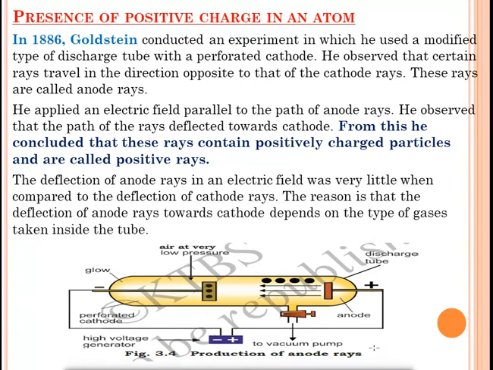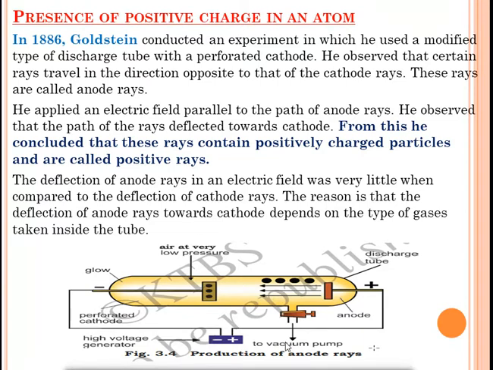In this experiment, he saw that some rays come opposite to the cathode rays, means these rays come from the anode, and the rays which come from the anode are called anode rays. He applied an electric field parallel to the path of the anode rays. He observed that the path of the rays deflected towards the cathode. From this, he concluded that these rays contain positively charged particles and are called positive rays.